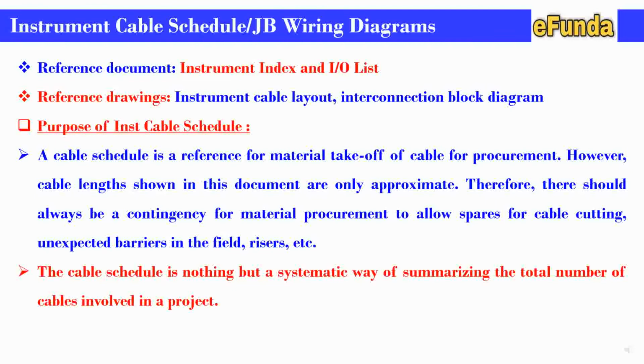Similarly, for better understanding, one should review all instrument index and IO list so that they will get idea the number of cables going from field to the control room. With this, we are concluding on our today's topic, instrument cable schedule and JB wiring diagram.